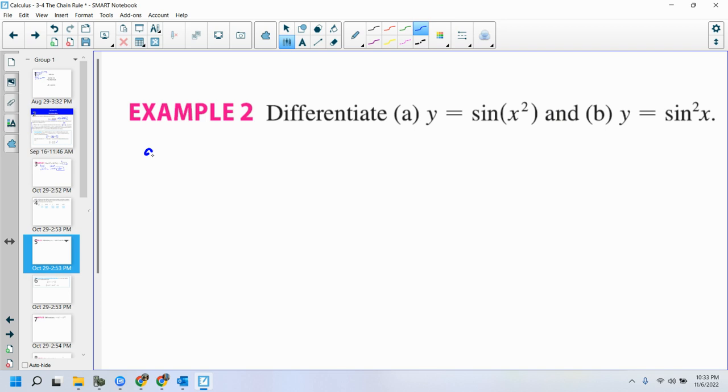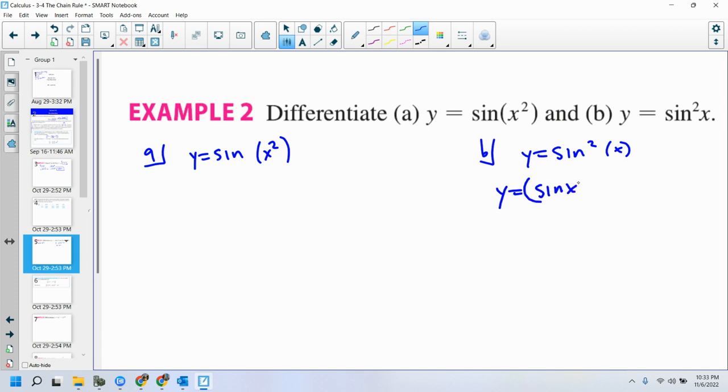So consider these two different functions. Let's say y equals sine of x squared. And then we're going to find the derivative of y equals sine squared x. Notice that those are two different things, right? This is sine of x squared. This is sine squared of x. They're two different things. So what's my inner and outer pieces here?